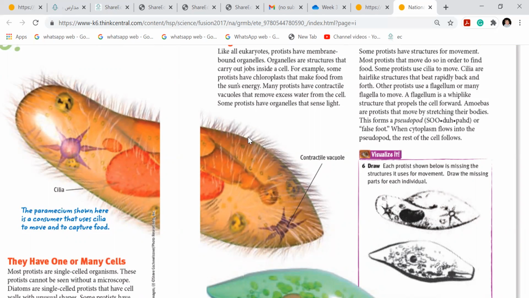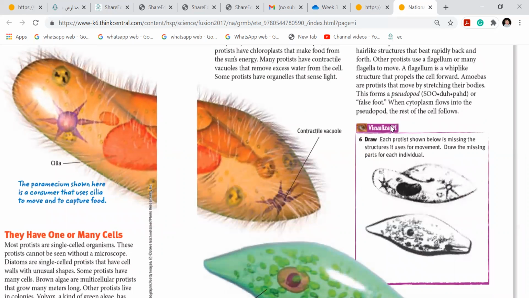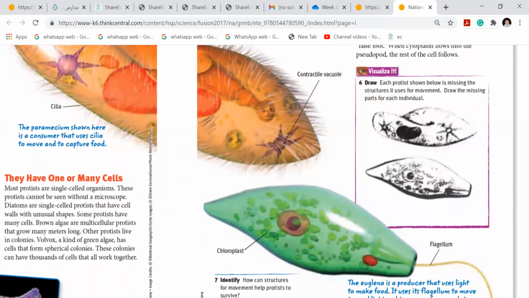And they have this hair-like structure, which is called cilia, that helps them to move back and forth. Other protists use flagellum. You remember the word flagella? I told you it is like a tail or whip-like structure that propels the cell forward. Amoebas are also protists that move by stretching their bodies. This forms pseudopods, or false feet. When cytoplasm flows into the pseudopod, the rest of the cell moves.